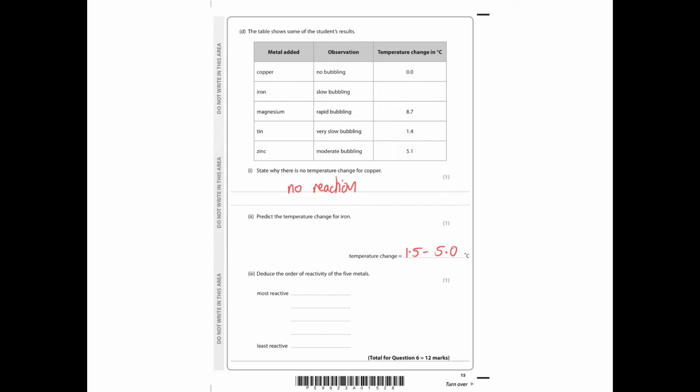Then you need to deduce the order of the reactivity of the 5 metals. The greatest temperature change will be the most reactive, so that will start with magnesium, then be zinc, followed by iron, tin, and finally copper.